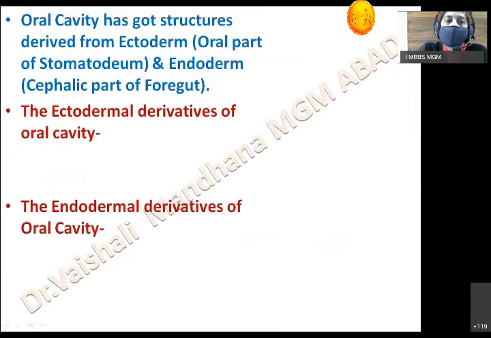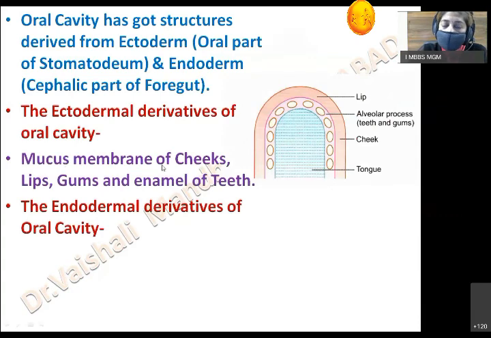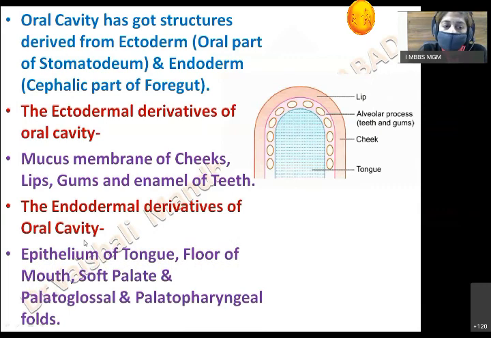Now, the oral cavity has structures derived from the ectoderm and also from the endoderm. So remember, the oral cavity is a space. Its walls are lined by ectoderm, and the contents of the oral cavity are lined by endoderm. So what are the ectodermal derivatives? Mucous membrane of the cheeks, lips, gums, and the enamel of the teeth. What are the endodermal derivatives? Epithelium of the tongue, floor of the mouth, soft palate, and palatoglossal and palatopharyngeal folds.